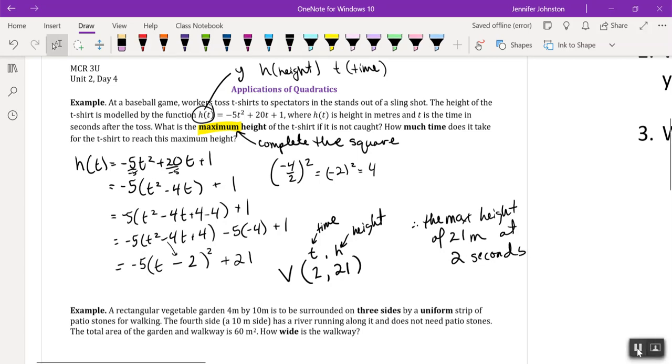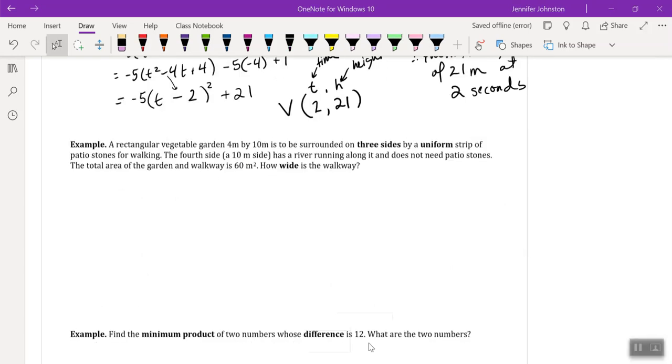Alright, let's check out the next question. Here we have a rectangular vegetable garden. It's 4 by 10. So 4 by 10, is to be surrounded on 3 sides with a uniform strip. Okay, so 3 sides. Let's just do this side, and this side. So surrounded, so this is like that uniform strip that's happening here. This is a vegetable garden, which is 10 by 4.